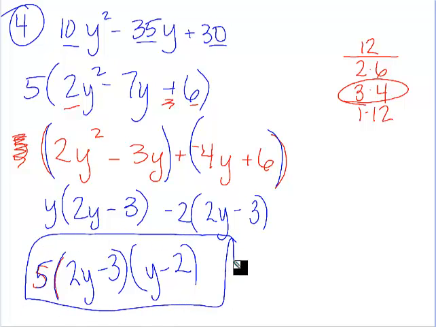Is that what you got, Billy? You can have it in reverse order. 2y minus 2. So something's not quite right. I'll come over there. I don't think it does.